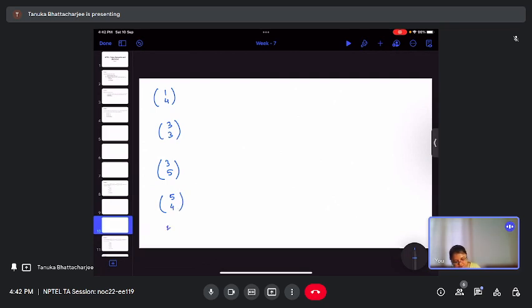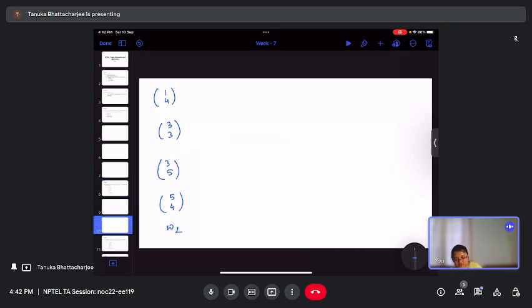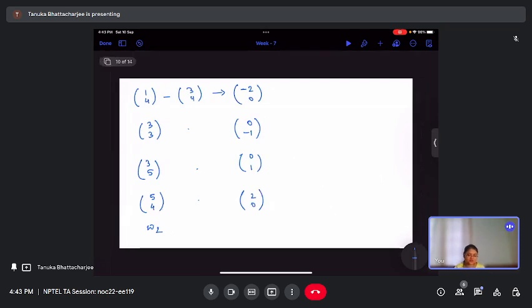These are the 4 samples for class omega 2, and here the mean mu 2 is (3, 4). So, you will have to subtract (3, 4) from each of these vectors. So, minus (3, 4) in all these cases. What you will get for the first sample is (-2, 0), then for the next sample (3, 3) you will get (0, -1), then for the next sample (3, 5) you will get (0, 1), and for the last sample (5, 4) you will get (2, 0). So: (-2, 0), (0, -1), (0, 1), (2, 0).